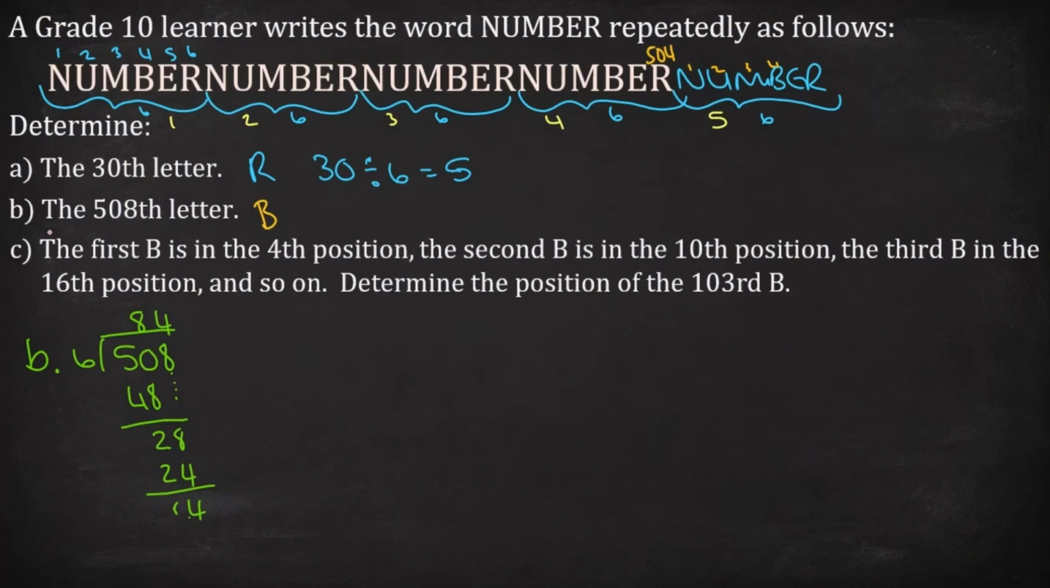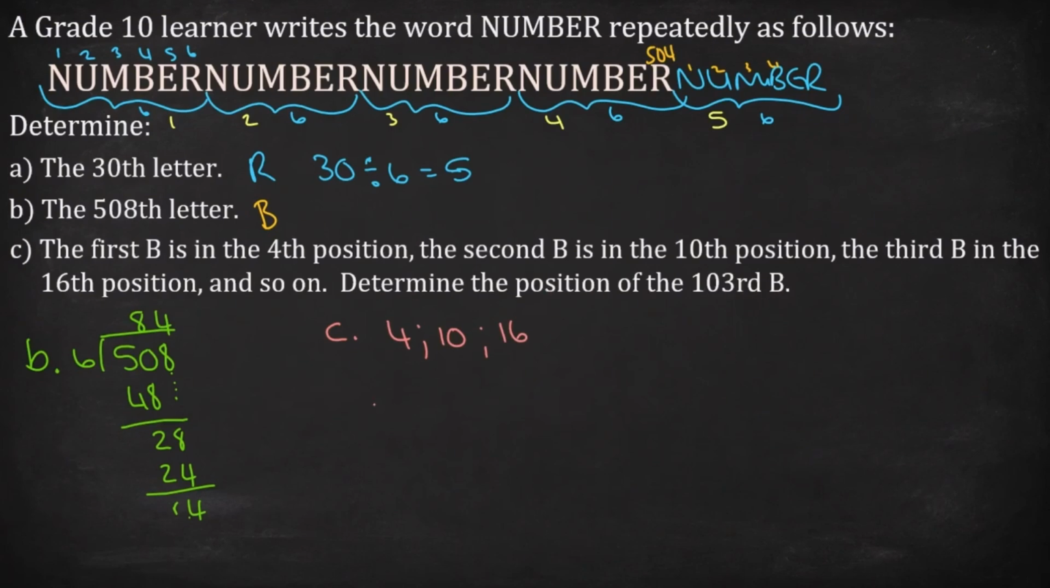Let's read part C of this question together. The first B is in the 4th position, the second B is in the 10th position, and the third B is in the 16th position. What do you notice about this? If you say that B forms its own pattern, then yes, you are correct. Have a look at this. B is in the 4th position, the second B is in the 10th position, and the third B is in the 16th position. Now the question is, what do we have to do to determine the position of the 103rd B?